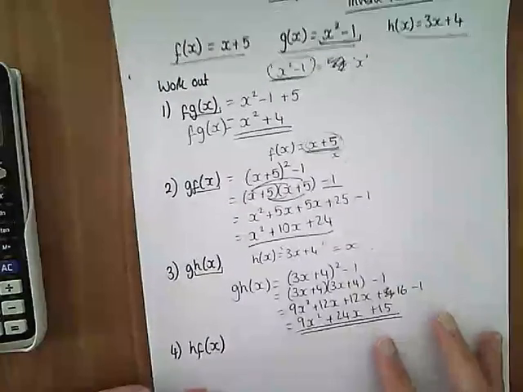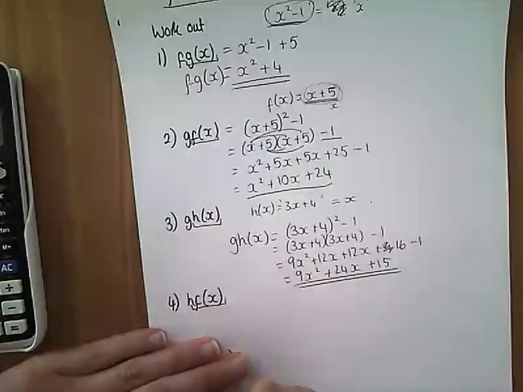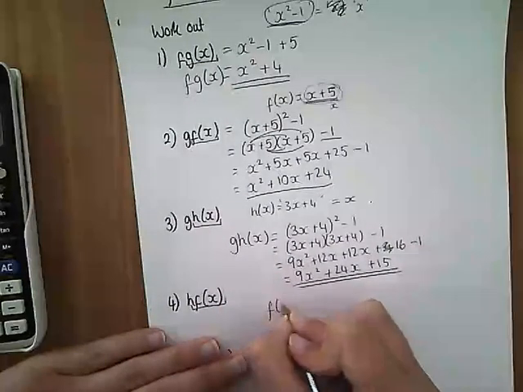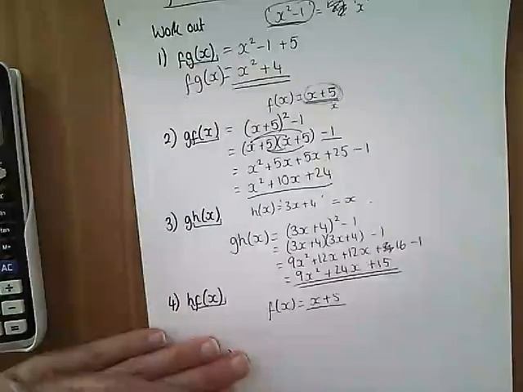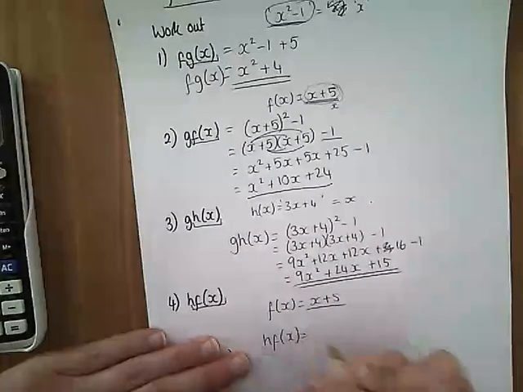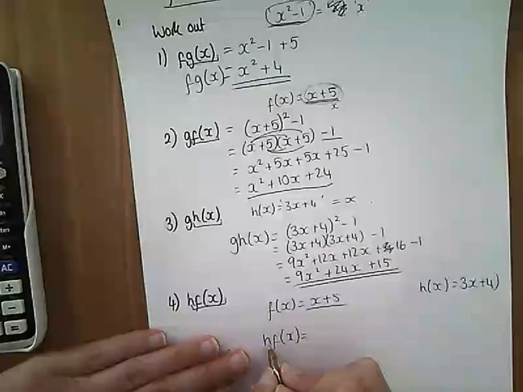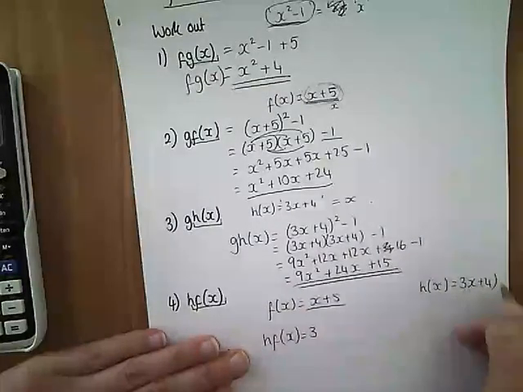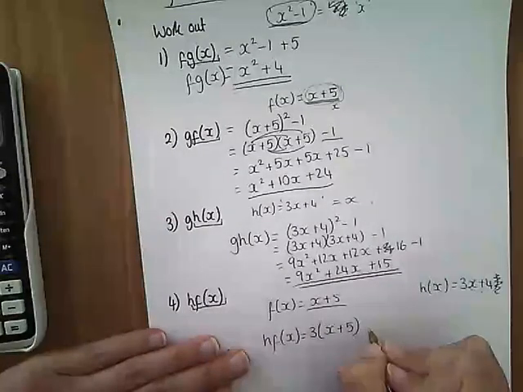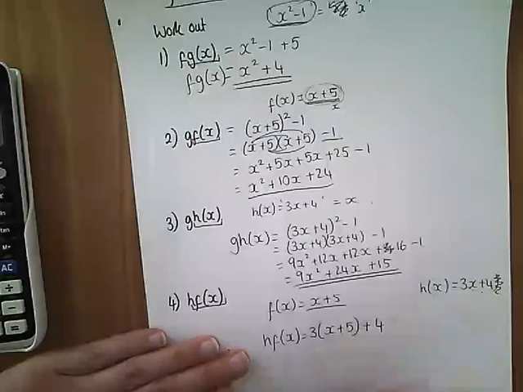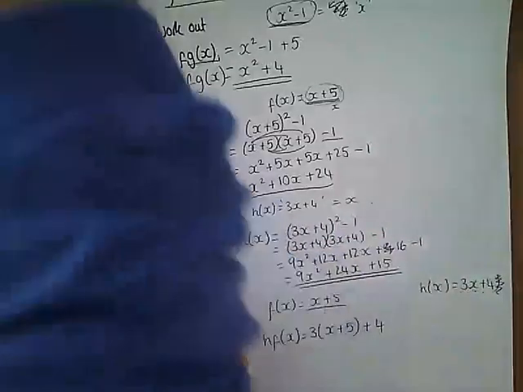Right, hf of x. So we're taking f and we're putting it into h. So our f is x plus 5. So wherever we see an x in h, we are writing x plus 5. So our h is 3x plus 4. So we are doing 3 lots of whatever our x is. And our x is x plus 5. So 3 lots of x plus 5, plus 4. That's what we're doing. We're putting it into h. 3 times x plus 5, plus 4.